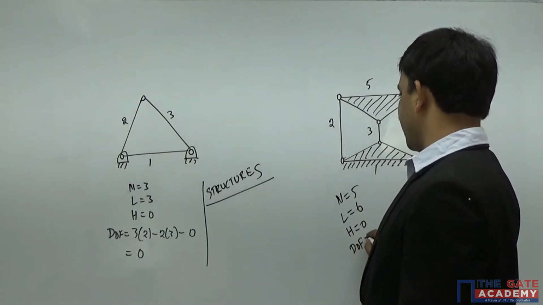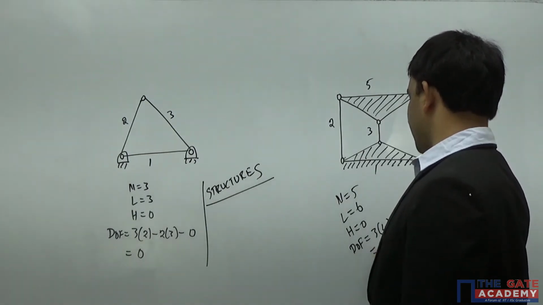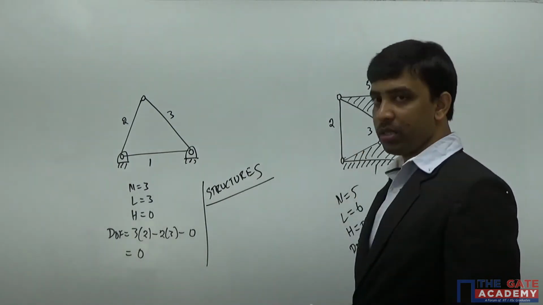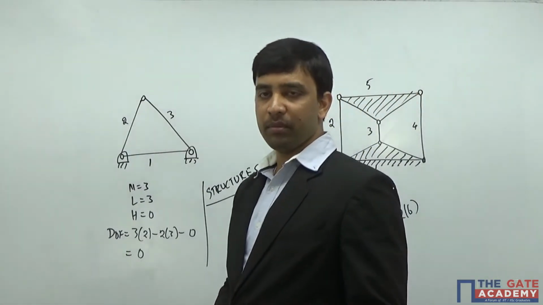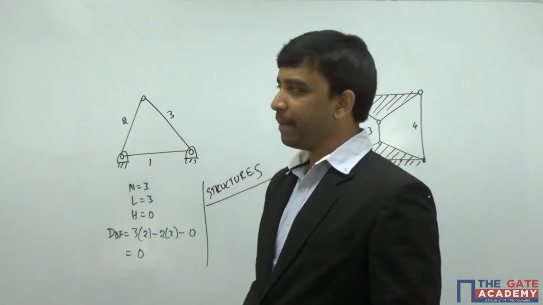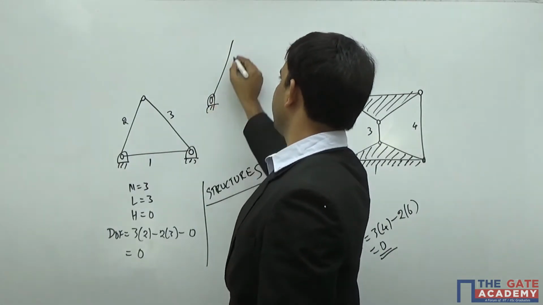If I calculate degrees of freedom, it's 3 into n minus 1, minus 2 times lower, and I can say degrees of freedom is 0. So here this is also a structure. In a structure I cannot transform the motion, but I can transfer the forces. Now let us calculate degrees of freedom for this system.